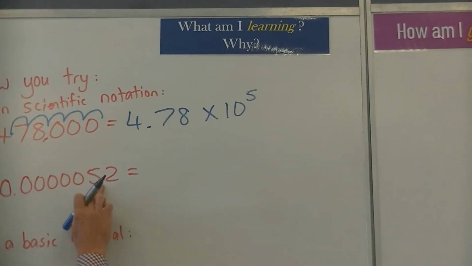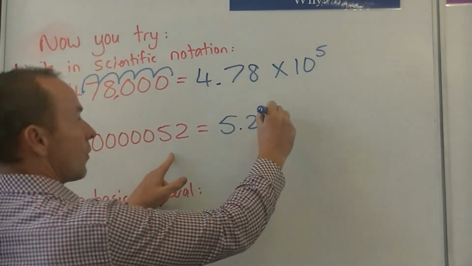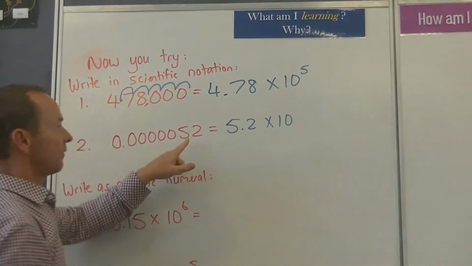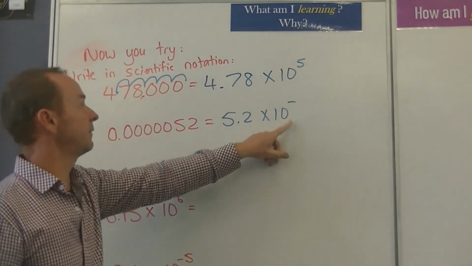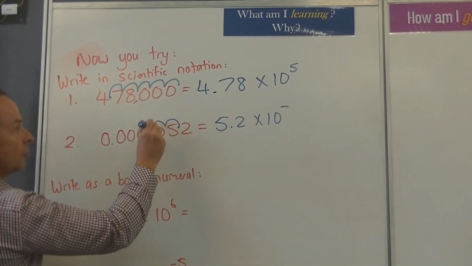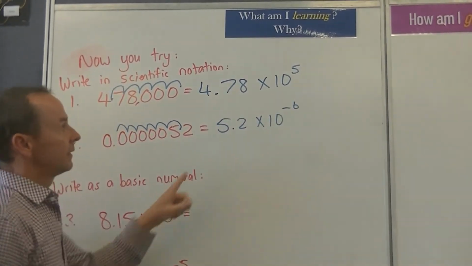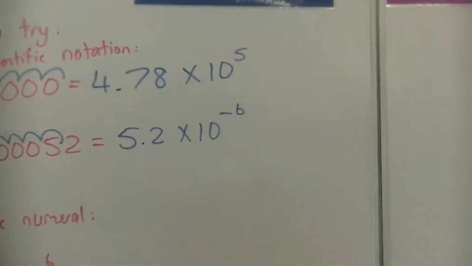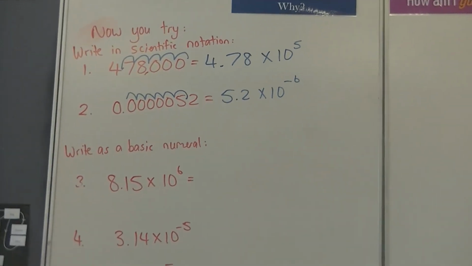Next one. There's a digit, so we write down 5.2. We write down times by 10 to the power of. Because it's a small number, it's to the power of negative. Don't forget to put negative there, because we're jumping backwards. There's our decimal point. 1, 2, 3, 4, 5, 6. So it's 5.2 times by 10 to the power of -6. Good job. Hopefully you got that right as well.